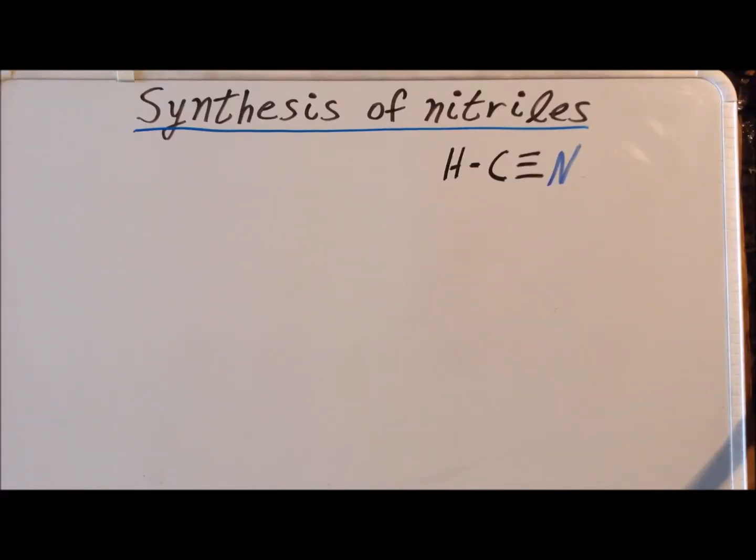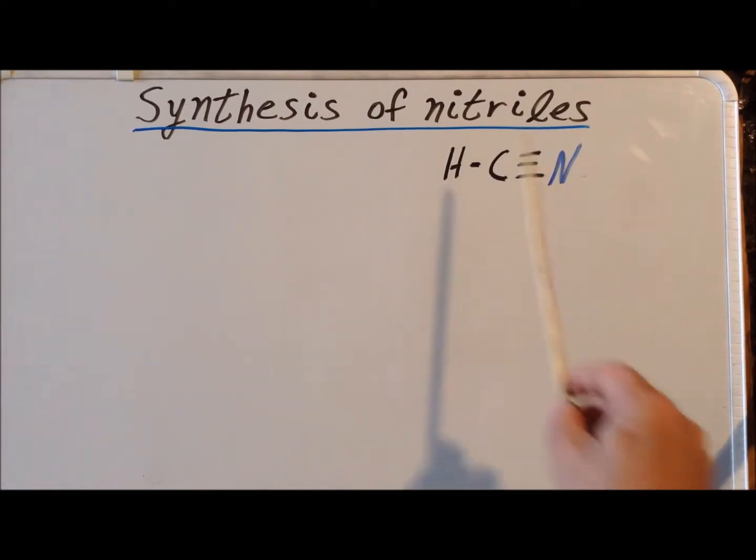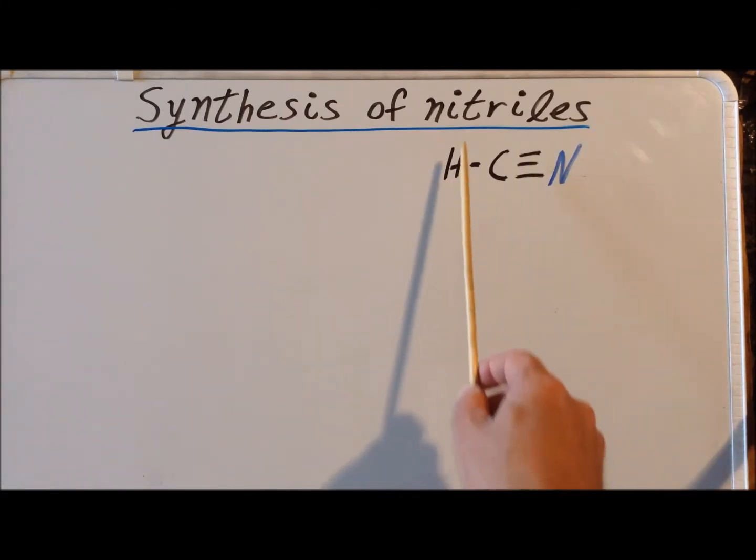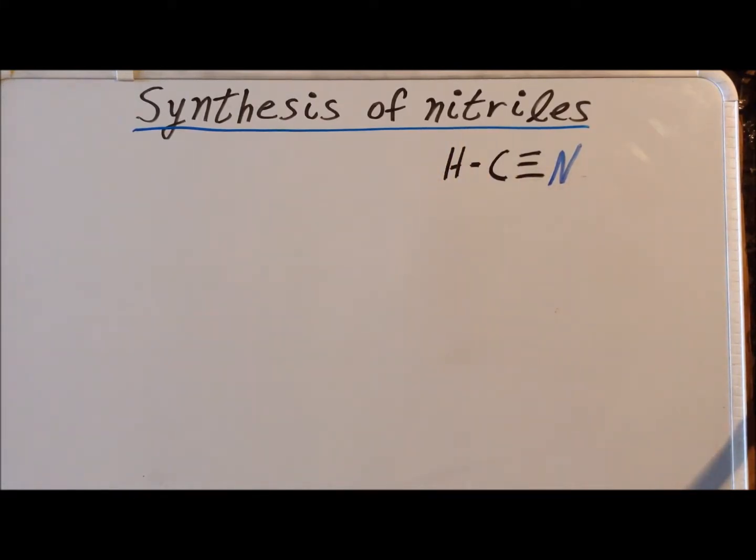Hello. In this and the next video, we are going to discuss the synthesis of an important class of organic compounds, the nitriles. The compound hydrogen cyanide, also called hydrocyanic acid, features this carbon-nitrogen triple bond. The nitriles can be thought of as a modification of this structure where we add an organic group in place of the hydrogen attached to the carbon of the carbon-nitrogen triple bond.